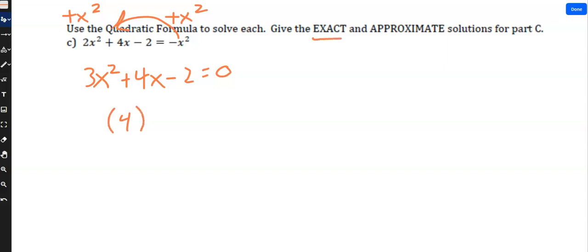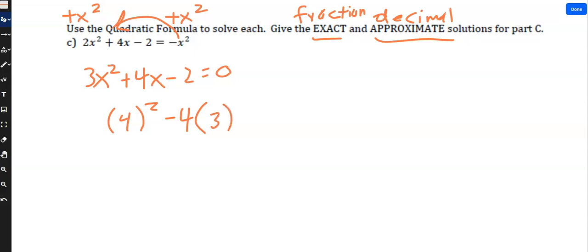Now this question says give an exact and an approximate solution. So we're gonna give the exact one, and then we're probably gonna have to type this in a calculator to get the decimal, right? So this is gonna be probably a fraction answer, and this one's gonna be a decimal answer. Okay, so we'll do it because that's what it asks for. So b squared minus 4 times a times c. Okay, so I got 40.